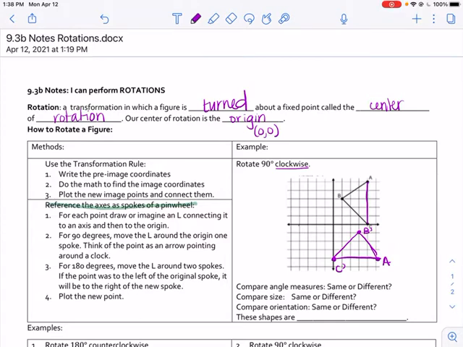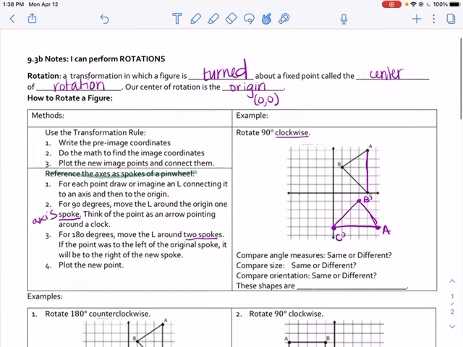Okay, so if you're going 90 degrees like we just went, then you move the L around the origin 1 spoke. 1 spoke meaning 1 axis. So think of the point as an arrow pointing around a clock. And then for 180, if we were to do that, then you're going to go 2 spokes. So it'd go 1 to that one, and then 2, it'd go on the other side. So if it was on the left of the original one, it'd be to the right, or if it was up, then it'd be down. It's going to look like it's going in the opposite direction. Okay, and then, plot the new point.